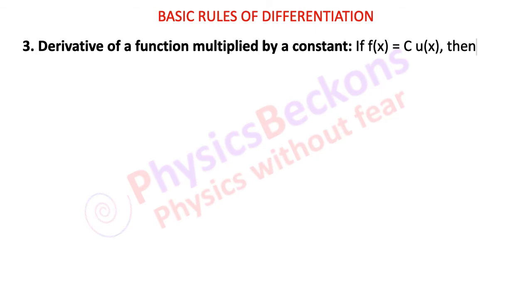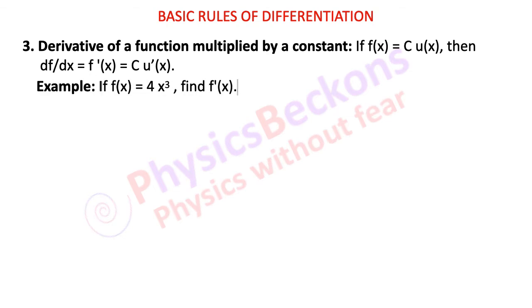Number 3 rule, derivative of a function multiplied by a constant. That is, if f(x) is equal to c multiplied by u(x), then the differential of f will be the constant taken as such, and we differentiate u(x). Example, if f(x) is 4x cube, here c is 4 and u(x) is x cube. We know the differential of x cube is 3x square.